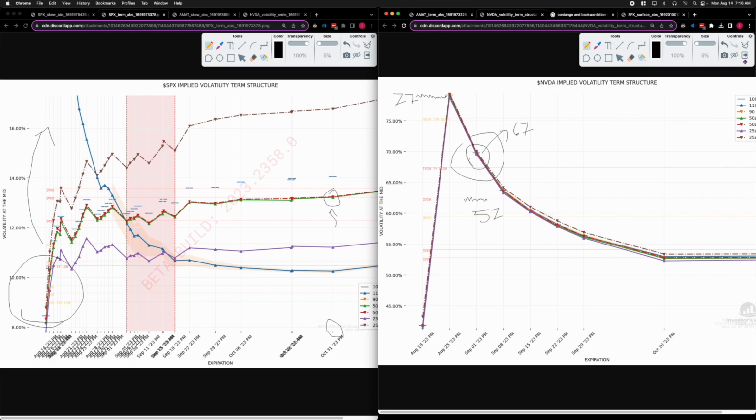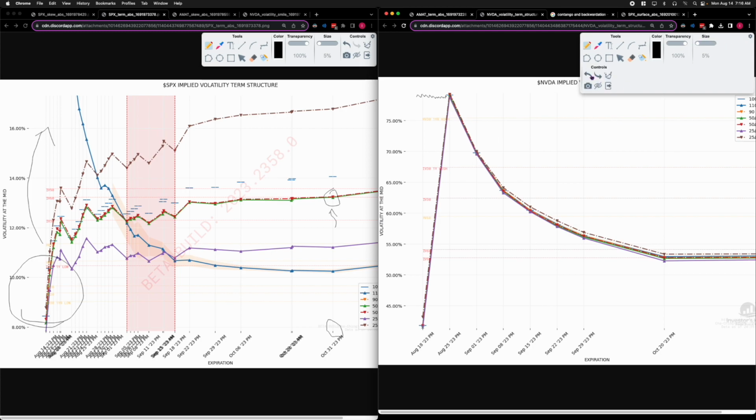But this is kind of relevant when it comes to NVIDIA in particular. Hey, this thing doesn't seem like it's going to calm down a whole lot. Let's get rid of that. Bye-bye. Why does it keep doing that? It doesn't seem like it's going to calm down a whole lot.